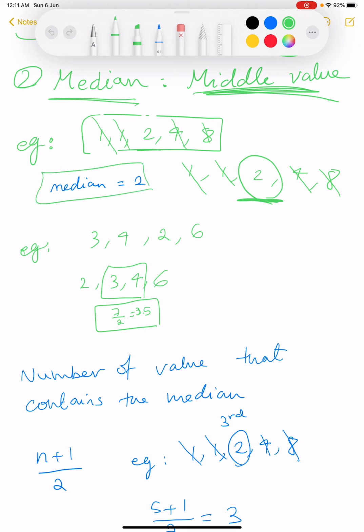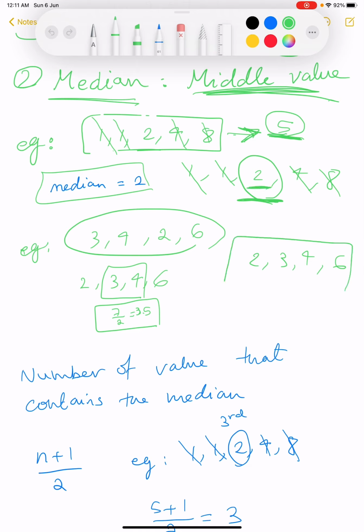Okay, we have another example. We have to organize them, so it will be 2, 3, 4, and 6. In the previous example, we had 5 values. It's an odd number. That's why we have 1 middle value. But here we have 4 values, so there are 2 middle values. How do we calculate the median? We just add them and divide by 2, and we'll get 3.5.